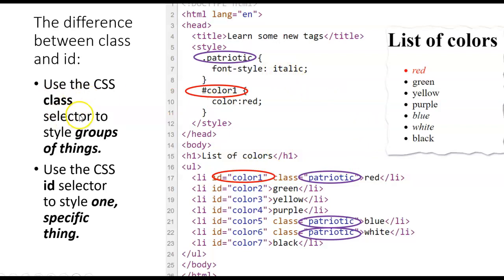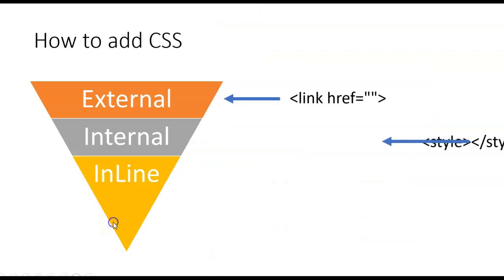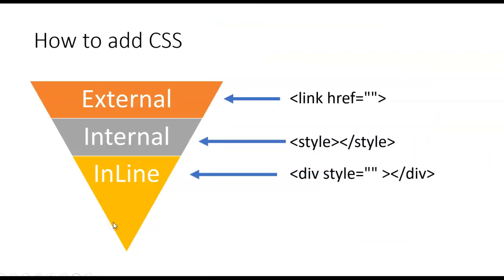So we use a class to style a group of things. We use an ID to style one specific thing. And I had this earlier in the video. There's several different ways that you can add CSS. You can bring it in from an external style sheet, you can specify it internal to the HTML file, or you can specify it inline. And in a moment, I'm going to show you all three of those things.